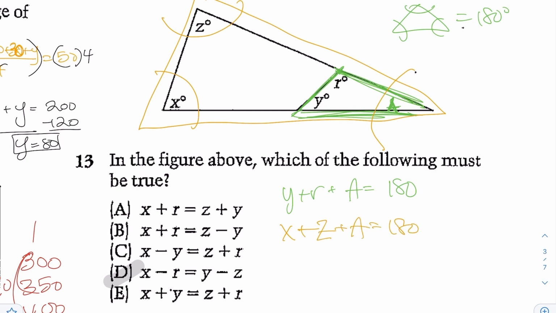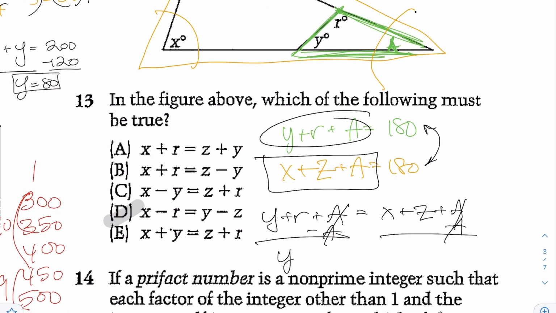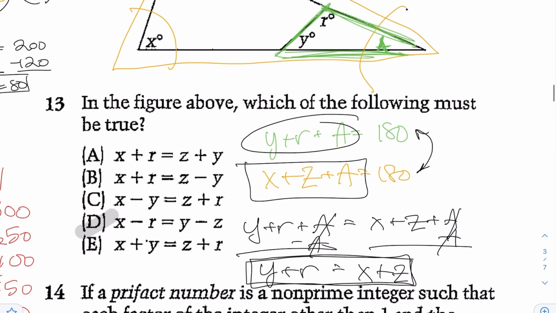So then you'll know that X plus Z plus A is also equal to 180 degrees. And there's some symmetry here because both of these are triangles and they both add up to 180. So you know that Y plus R plus A has to be equal to X plus Z plus A. And because A shows up on both sides, you can subtract A from both sides. And you get that Y plus R has to be equal to X plus Z. So this is our starting point. So this is true. Now, I don't see that in the choices. I see them kind of shuffled around there.